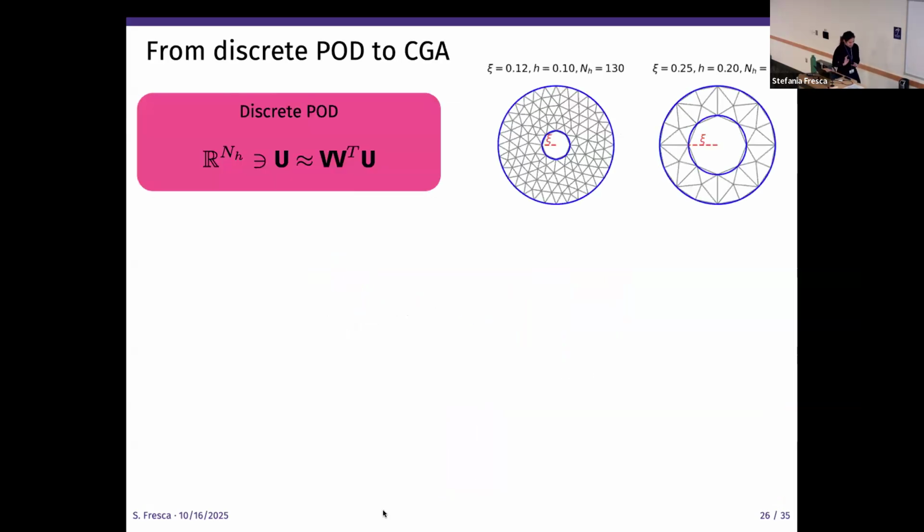To solve these two issues, we designed and developed CGA. And in order to give you some insights and intuition behind it, I would like to start from the discrete POD.